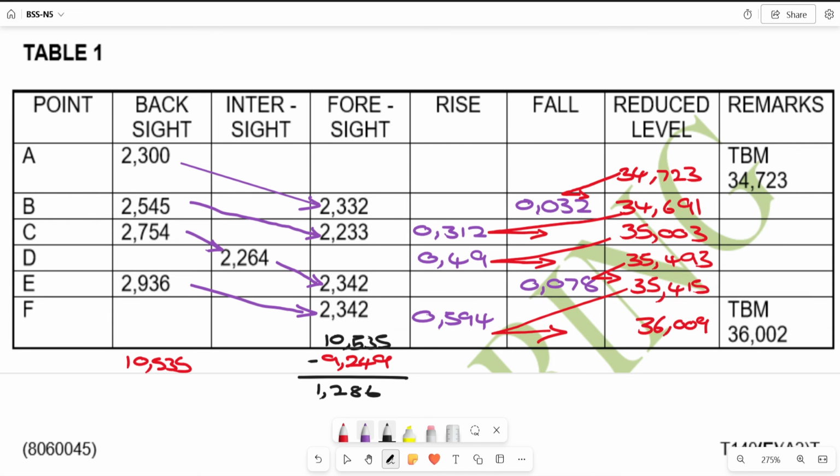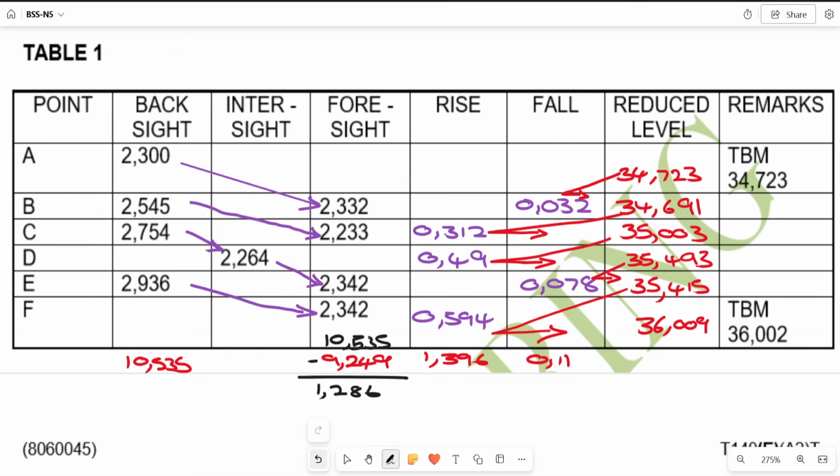So what we're going to do now is add all the rise. If we add all the rise, let me use a red color, we are going to get 1.396. And if we add all our fall, we are going to get 0.11.